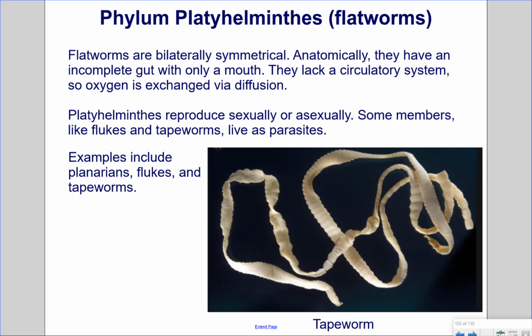Phylum Platyhelminthes, the flatworms. Flatworms are bilaterally symmetrical. Anatomically, they have an incomplete gut with only a mouth. They lack a circulatory system, so oxygen is exchanged via diffusion. Platyhelminthes reproduce sexually or asexually. Some members, like flukes and tapeworms, live as parasites. Examples include planarians, flukes, and tapeworms, like the one pictured here.